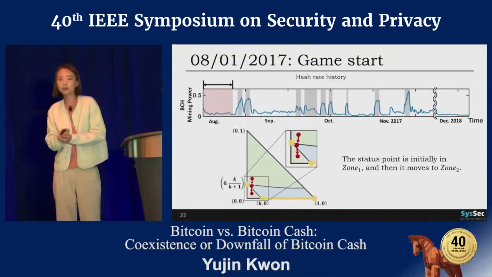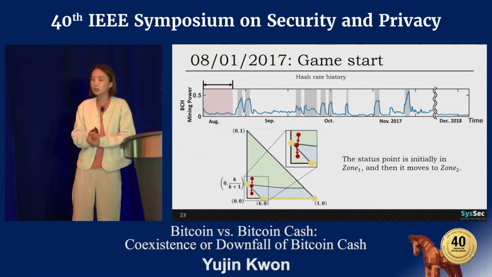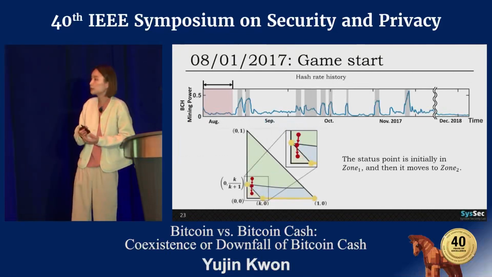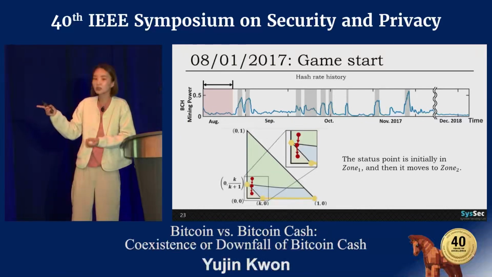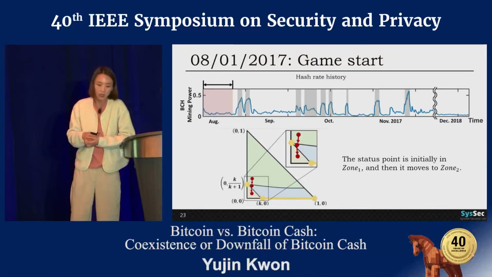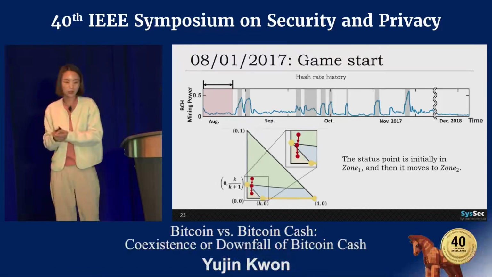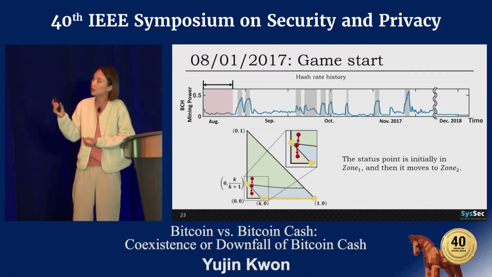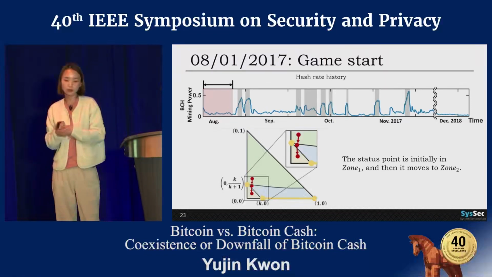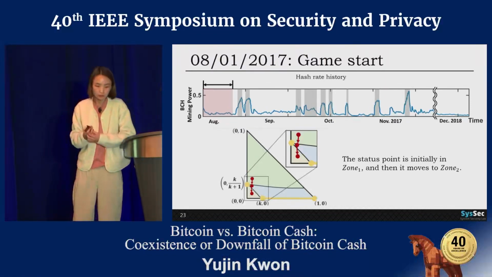Actually, in reality, the game between BTC and BCH started on August 1st, 2017. This date is the birthday of Bitcoin Cash. So in the gray zone, the oval figure represents the actual data of the hash power ratio of Bitcoin Cash. And in the gray zone, fickle miners should conduct Bitcoin Cash mining. We try to map each state into our triangle zone. To do this, we also collected the coin price and mining difficulty. For more detail, you can see our paper.